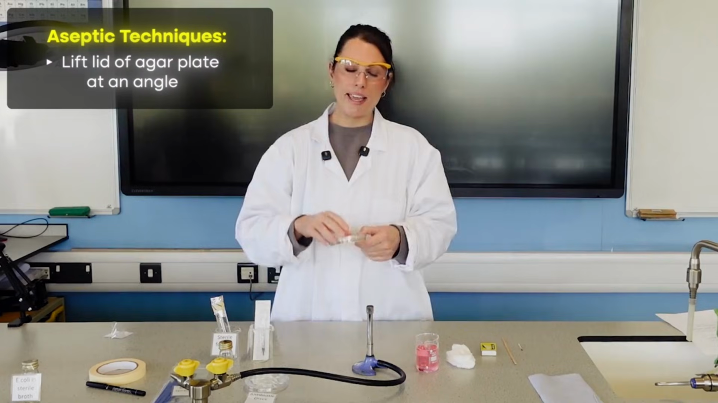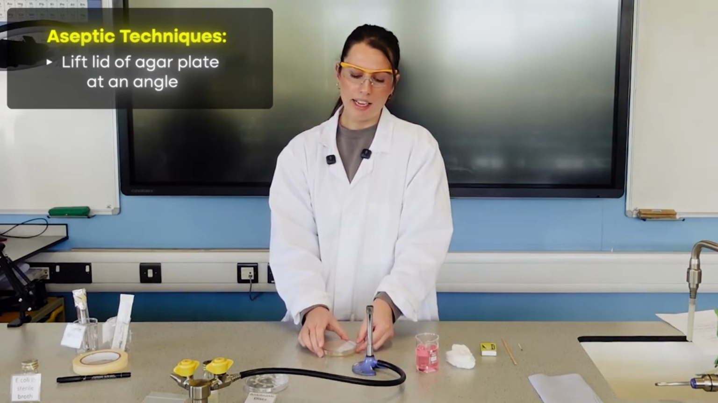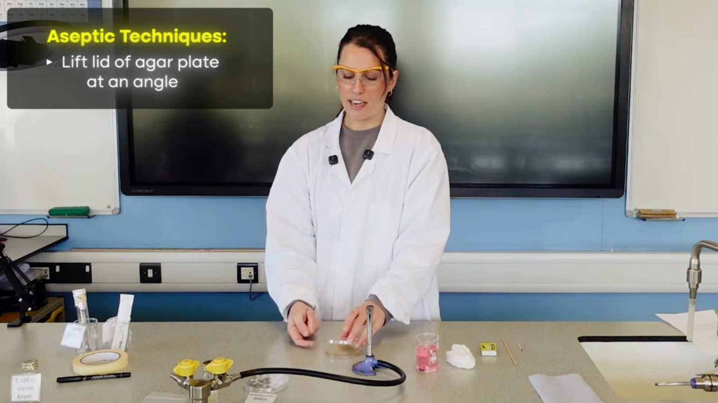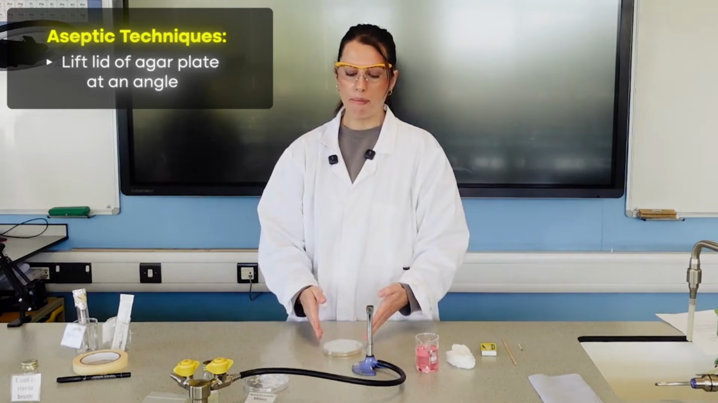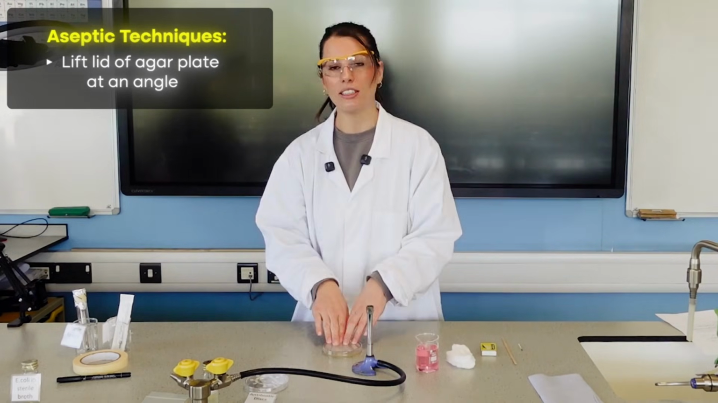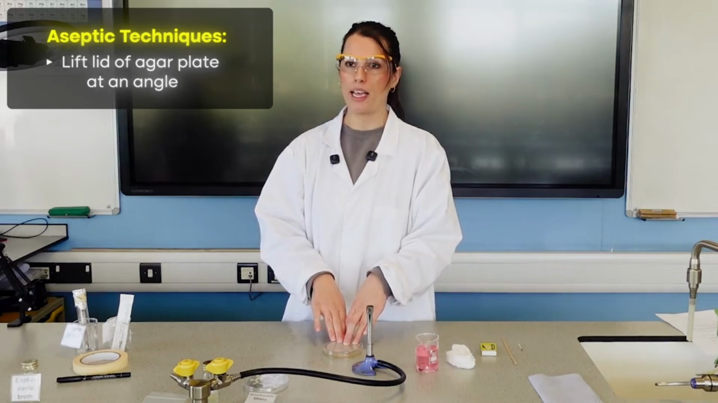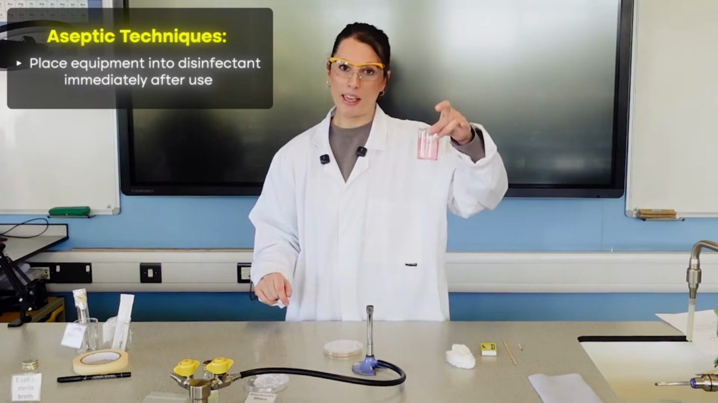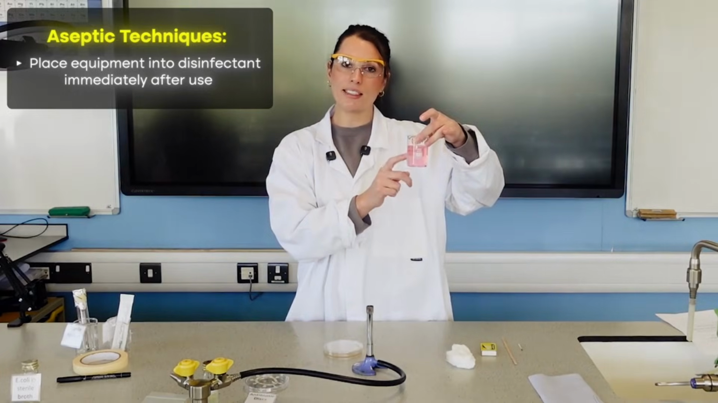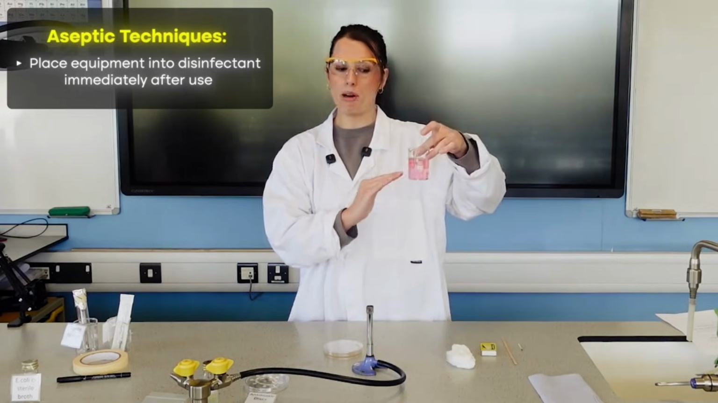When working with the agar plate, we need to make sure that we're only ever opening this very, very slightly at an angle so that we can get in to work, but we're reducing the amount of air that could potentially land on the dish that might contain microbes on it. And then at the end, we're going to see that any piece of equipment I have used is going to go into the Virkon, so it disinfects the equipment to kill any microbes that might be on that.